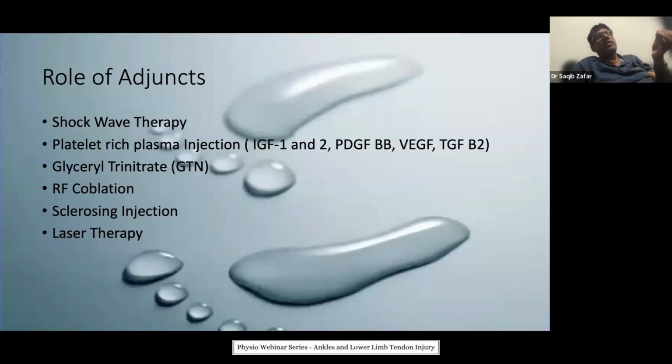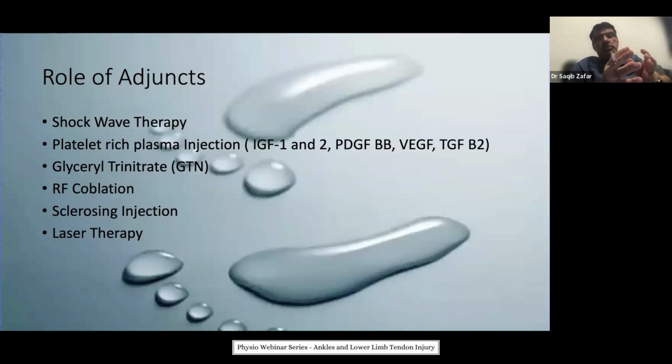GTN patches were tried again to improve the vascularity, radiofrequency ablations, sclerosing injections, laser therapy, all these, you name them, and they are available. But in a nutshell, when you look at the studies which examine the role of each of these therapies, they sometimes do not find considerable evidence to support their use. So what it basically means is that they are adjuncts. They are not the primary treatment for tendinopathy or plantar fasciitis.